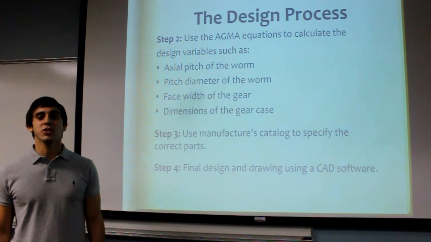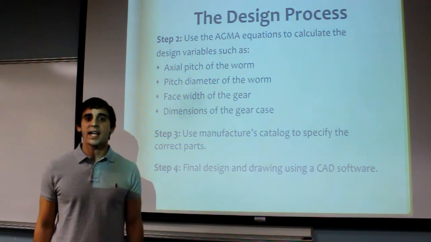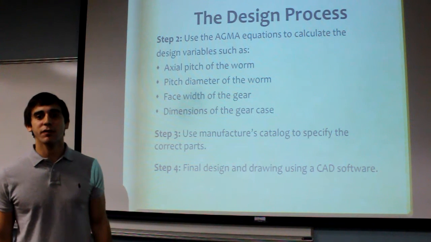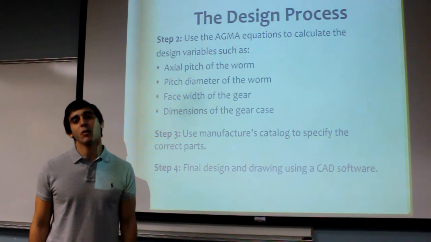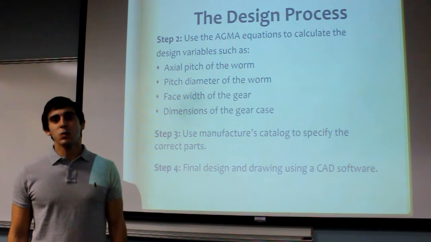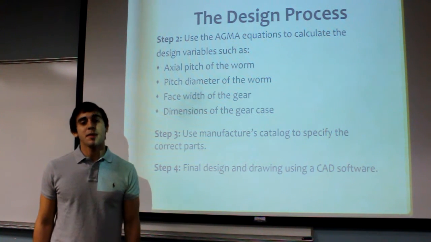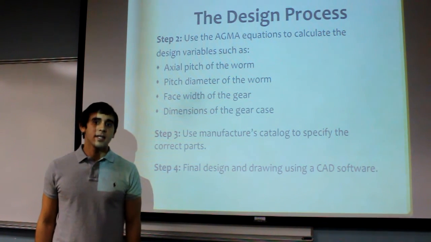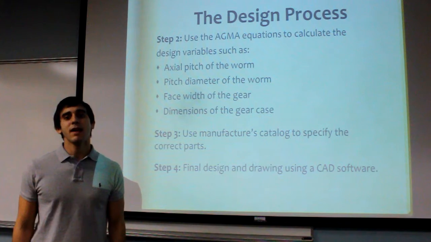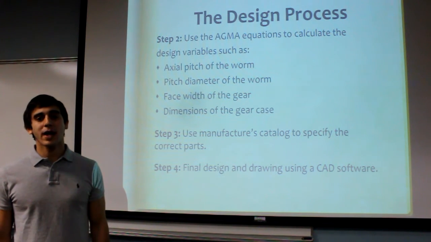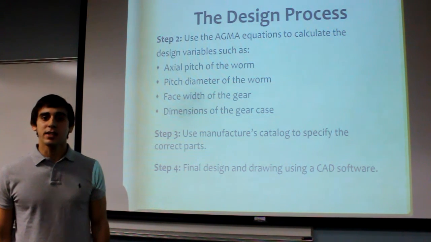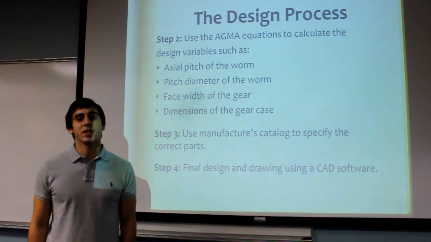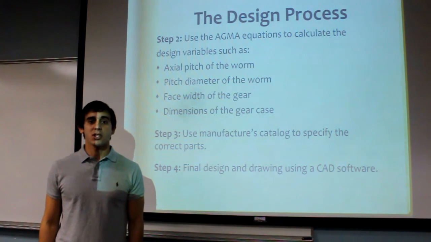Step 2 is to use the Ogham equations to calculate the design variables, such as the actual pitch of the worm, the pitch diameter of the worm, the face width of the gear, and the dimensions of the gear case. Step 3 is to use the manufacturer's catalog to specify the correct parts. And finally, step 4 is to do the design in AutoCAD using software.